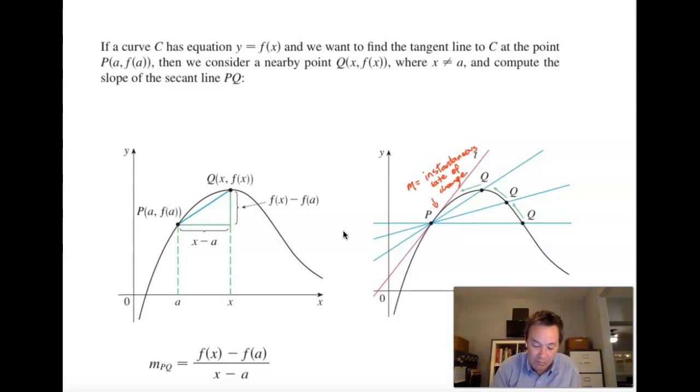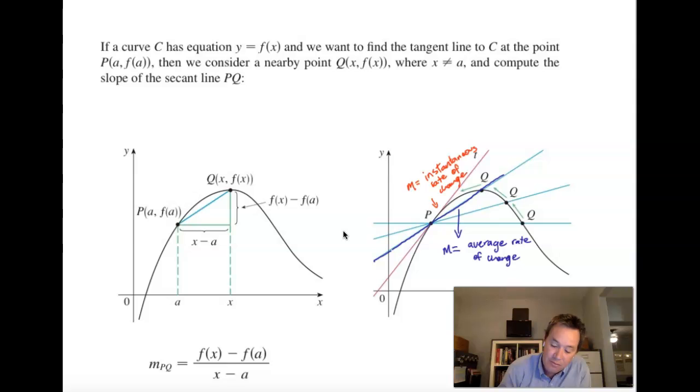And the way we approached that was we found the slope between point P and various other points Q that get closer and closer to P. And so this blue line, PQ, is a secant line. And I want to be clear that the slope of these secant lines represents an average rate of change over that interval.